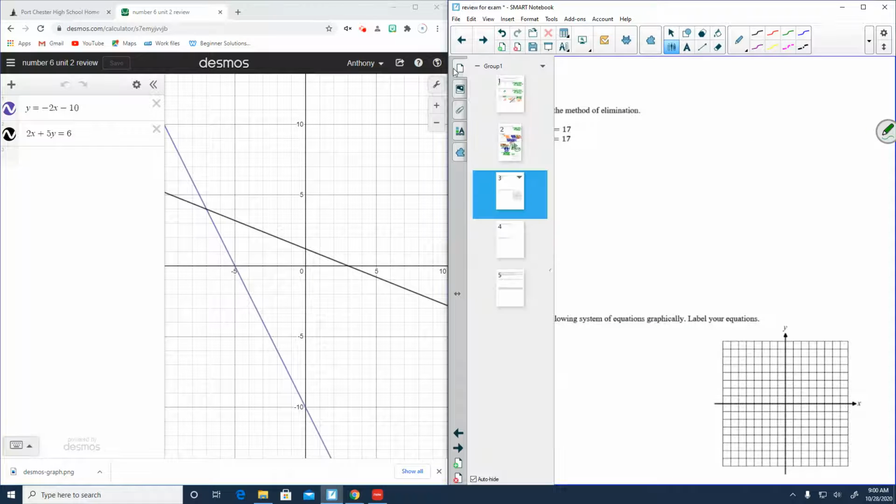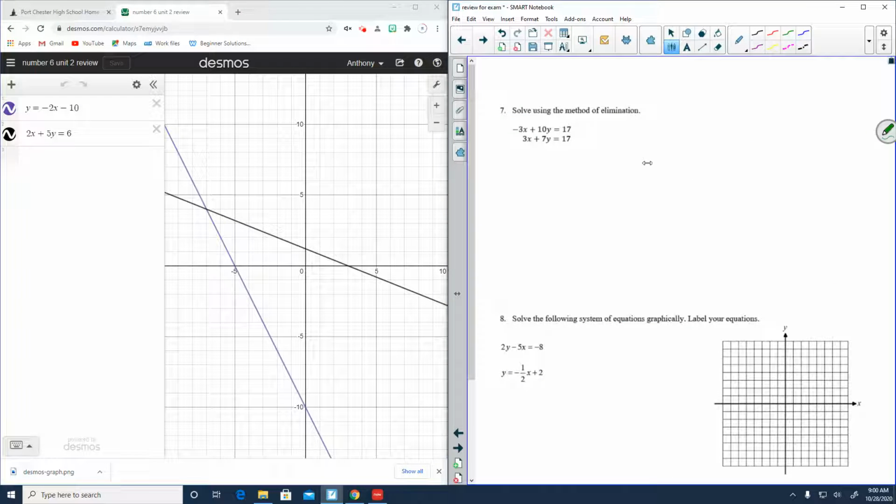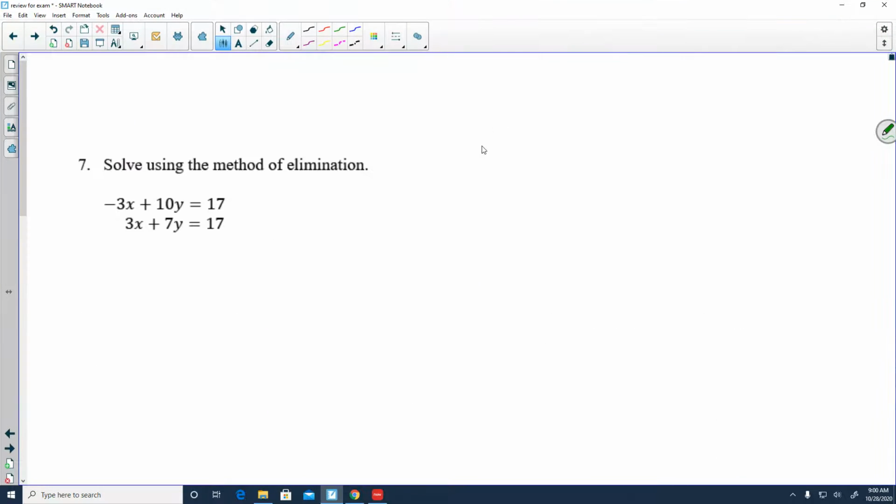Number 7, solve using the method of elimination. So, elimination method. What we need to do is add both of our equations together. Okay? When we do that, one of our variables should cancel. Now let's see what happens when we do that here. The 3x's go away. Why? Because negative 3x and 3x cancel. It's 0. So 10y plus 7y gives me 17y. And then 17 plus 17 gives me 34.